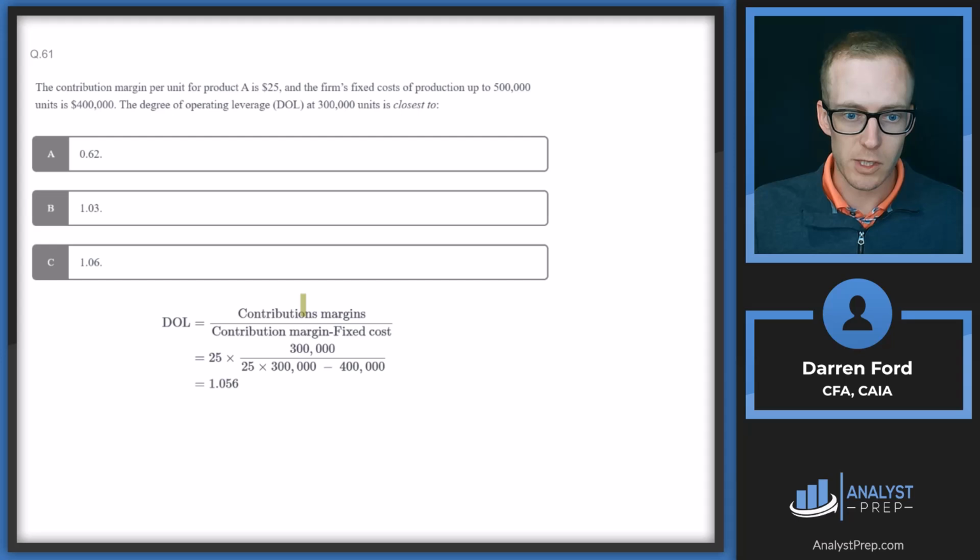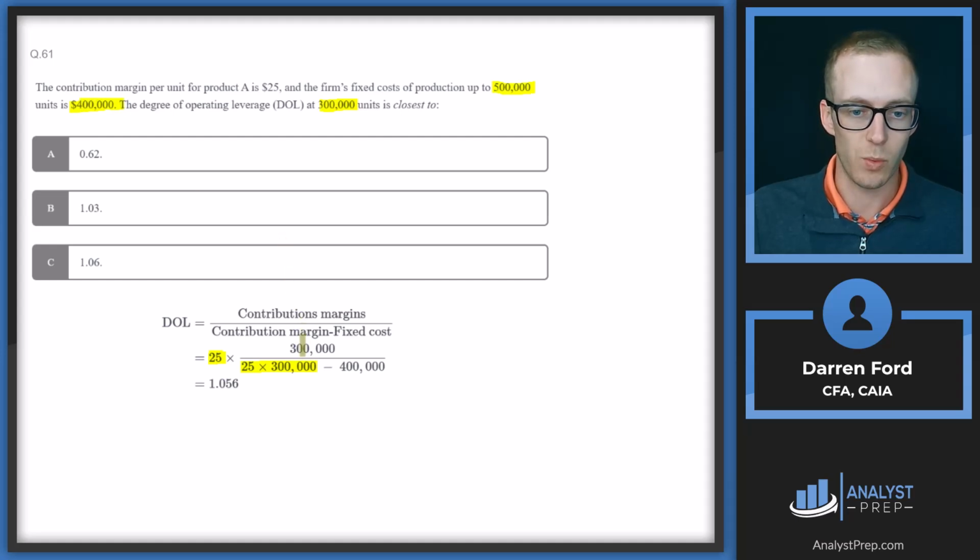So our contribution margin is going to be equal to this 300,000 units, and then we're multiplying that by the number of units, which is 25. This could go up in this numerator as well, but we just have it down here. And then in our denominator, we're going to have that same portion, 25 times 300,000, and then you subtract out the fixed costs. And fixed costs we have at 400,000 for up to 500,000 units. So since we're under that, we have that 400,000 number that we can use.